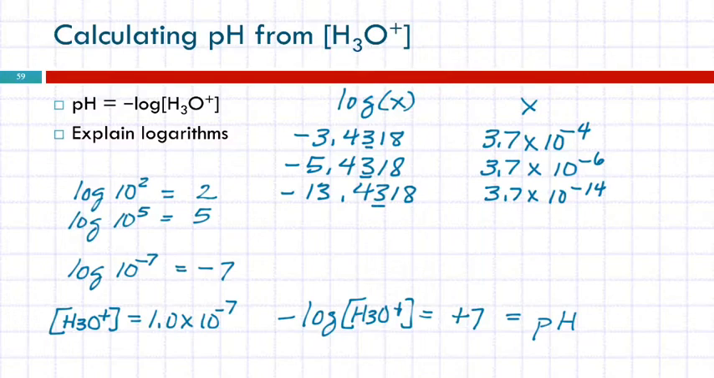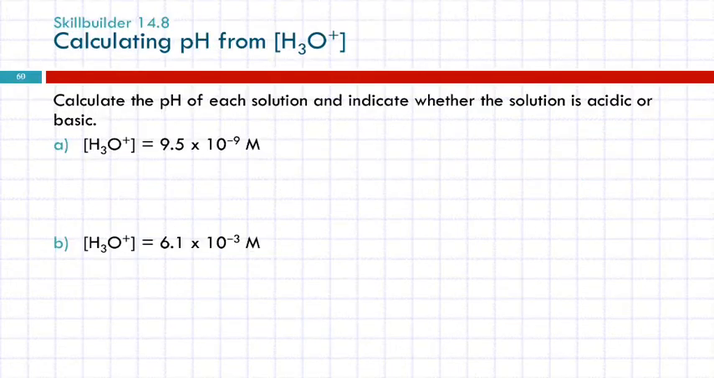What you need to know how to do is do negative log on your calculator, okay? You don't have to understand logarithms as long as you can just do the trick. So we should be able to calculate the pH for each of these. So pH is equal to negative log of the hydronium ion concentration.